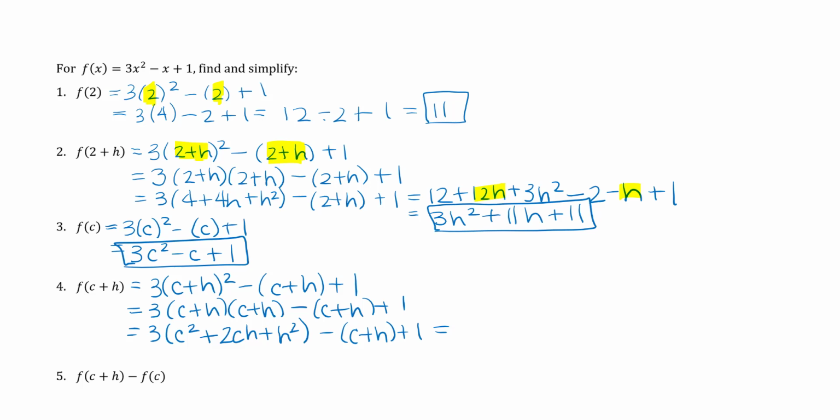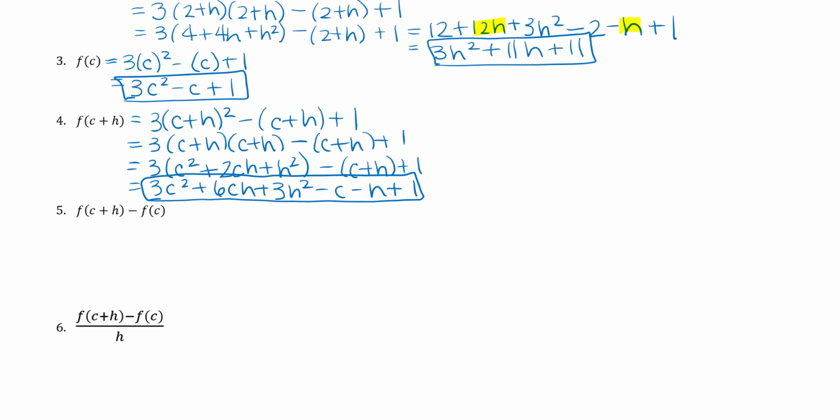Okay, and then I'm going to go ahead and distribute through the 3 on the first parentheses, so 3c squared plus 6ch plus 3h squared minus c minus h plus 1. And then I don't really have any like terms here to combine, so pretty much I think we're done right there. There's not really any other simplifying I can do on that one.